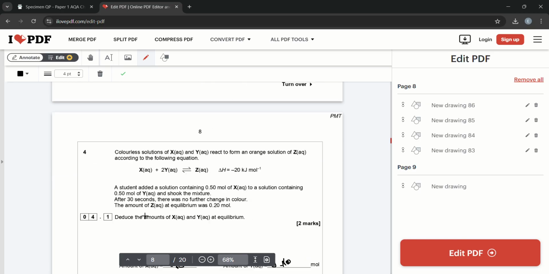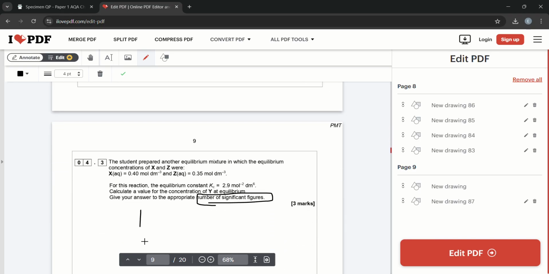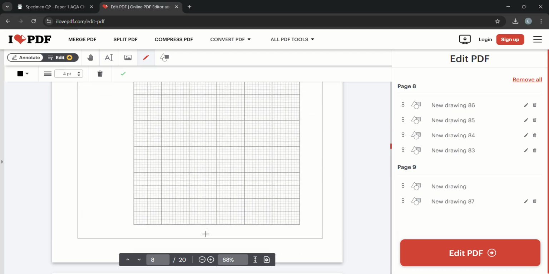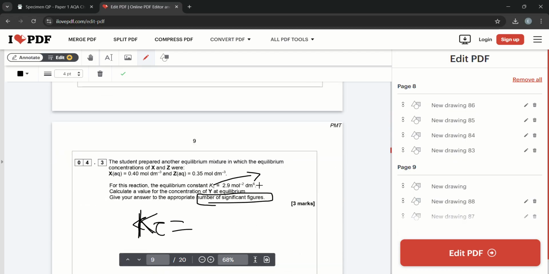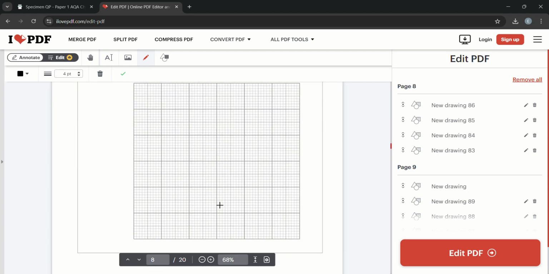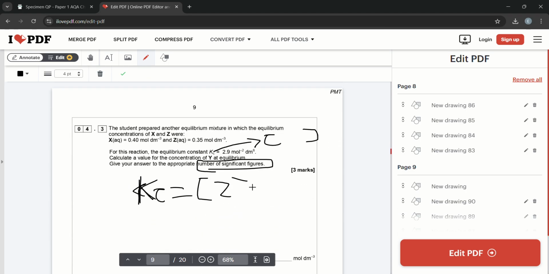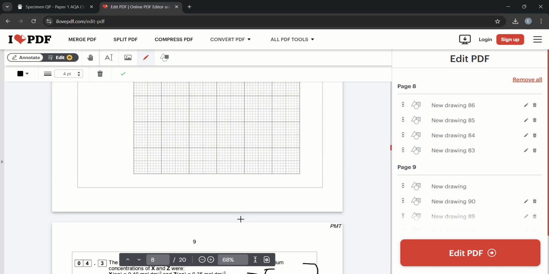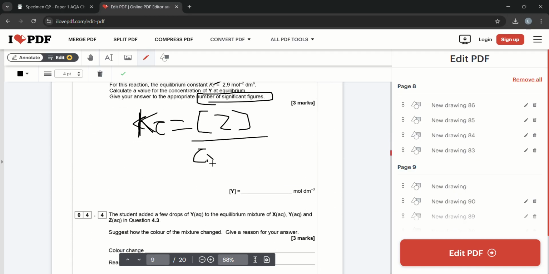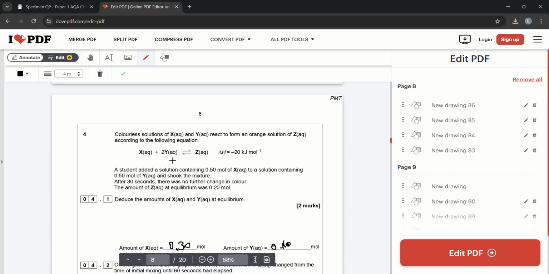So let's construct the Kc equation. Kc, remember, Kc equals square brackets. That's what I would immediately draw out, square brackets, so I don't get confused between Kc and Kp. So Kc is square brackets, products over reactants. So products in this case is Z over the reactants X and Y. However, for Y, there's 2 moles of Y, so therefore it's going to be squared.